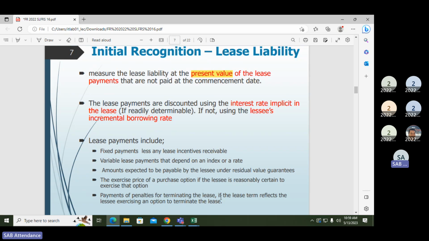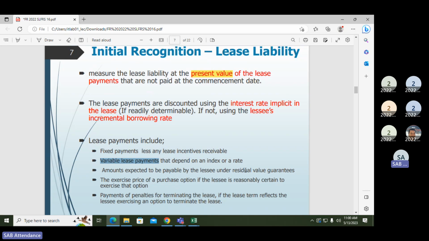Then the lease liability we discussed is the present value of the lease payment. So lease payment, but we discussed the fixed payment, right? 150,000, 200,000. Then there may be variable lease payment. Sometimes lease payment is not fixed, right? Maybe linked with some index, inflation, right? So in that case, you have to estimate what would be the variable lease payment. But normally, you get fixed payment.